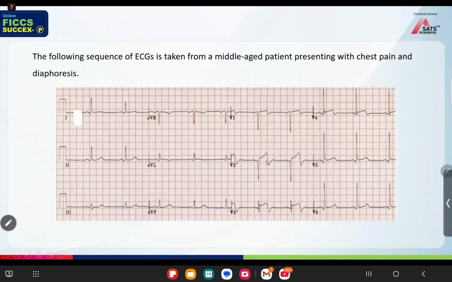So this is anterior wall MI with the LAD occlusion. This sign, this is J point elevation and ST elevation with biphasic T wave, up and then down. This is Wellens syndrome. So this is suggestive of proximal LAD occlusion. Definitely he has to go for PAMI.